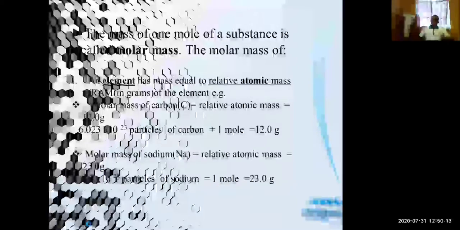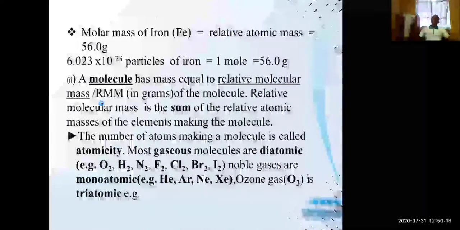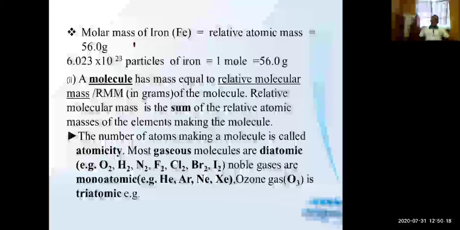Let's see the next. If you check this, the molar mass of iron is equal to the relative atomic mass, which is 56. So if 56 grams of iron gives us 1 mole, then the number of particles in that iron will be 6.023 times 10 raised to power 23. So that is that. You should be able to know that.